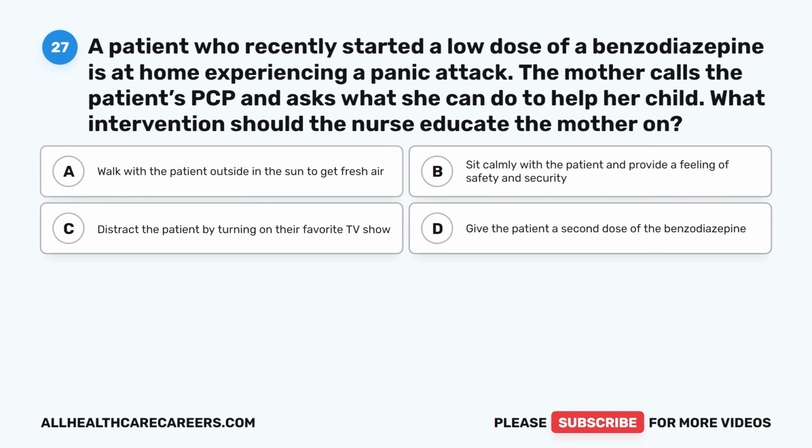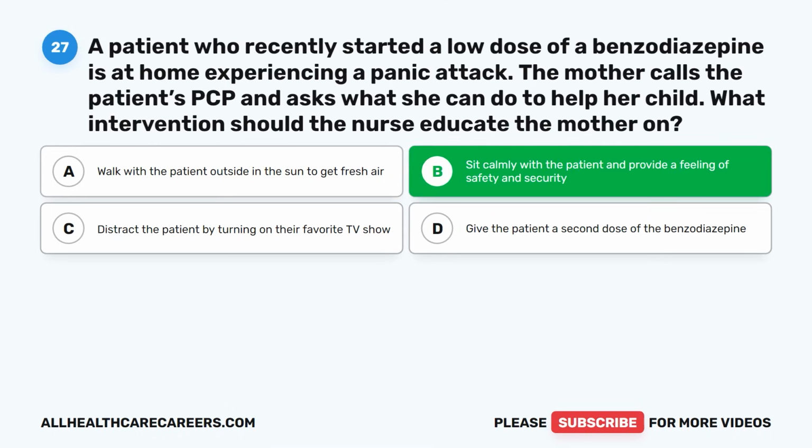A. Walk with the patient outside in the sun to get fresh air. B. Sit calmly with the patient and provide a feeling of safety and security. C. Distract the patient by turning on their favorite TV show. D. Give the patient a second dose of the benzodiazepine. The correct answer is B. Sit calmly with the patient and provide a feeling of safety and security.